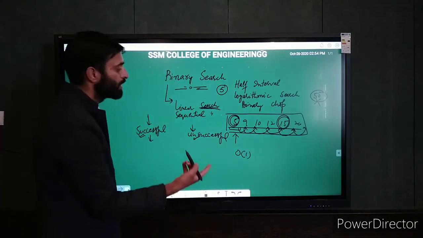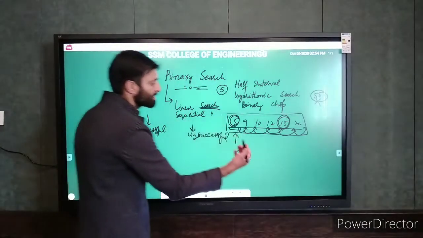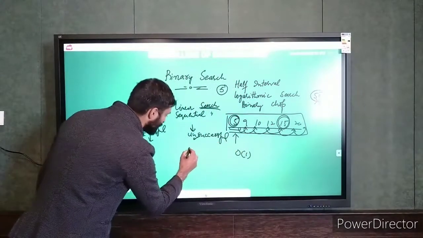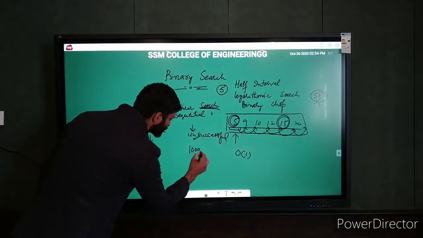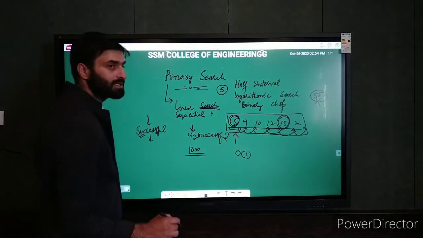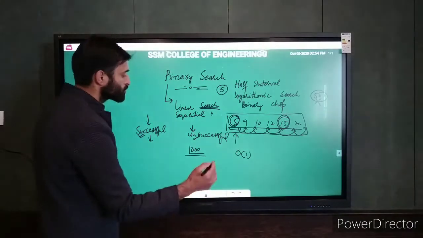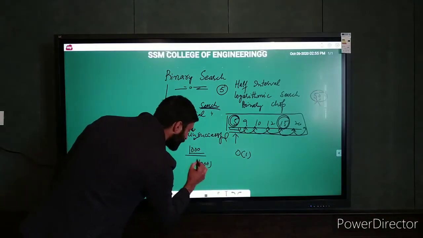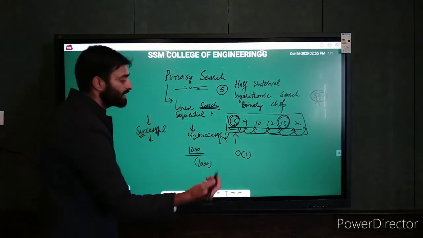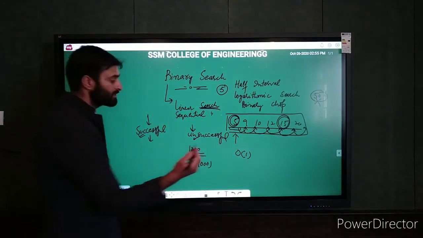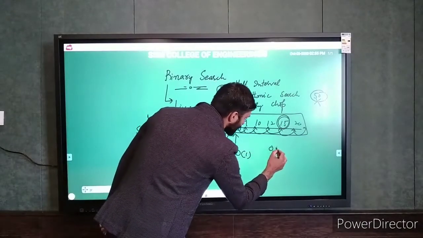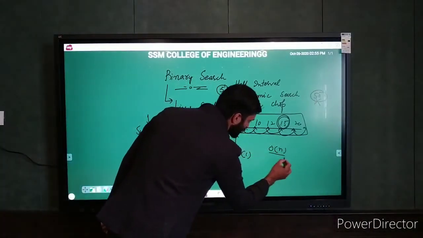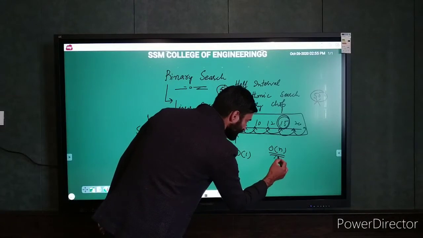And let us suppose the element is at the last location, and I have 1000 elements in the array. How many comparisons do I have to do? Obviously I have to do 1000 comparisons. So if we have an array of n elements, the complexity would be of the order of n, in the worst case.